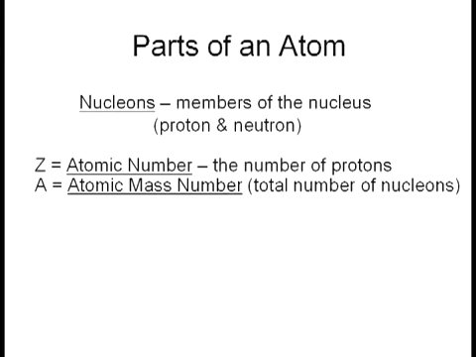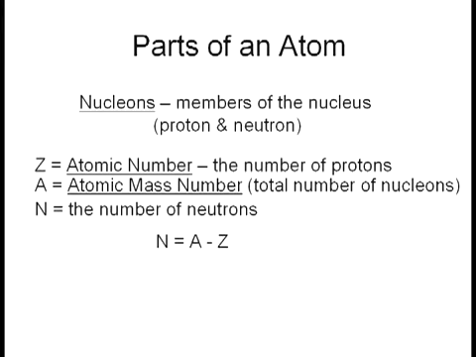A is the atomic mass number. It's the total number of protons and neutrons, so it's the number of nucleons. And N would be the number of neutrons. So the number of neutrons equals the atomic mass number minus the atomic number.